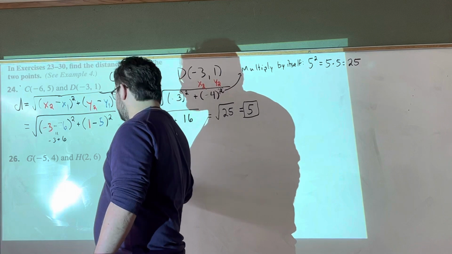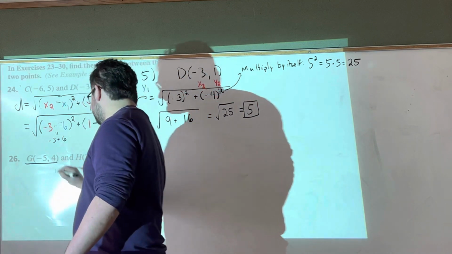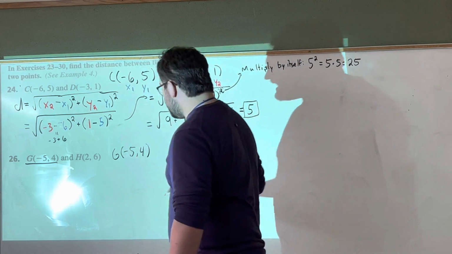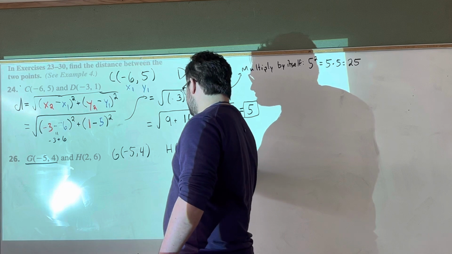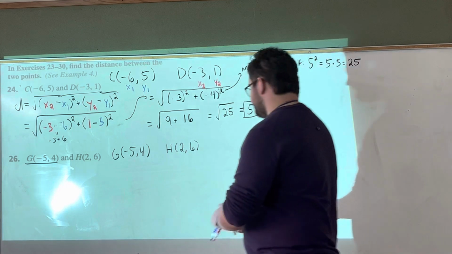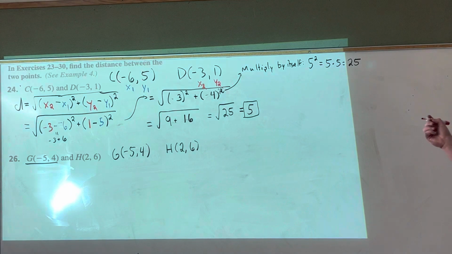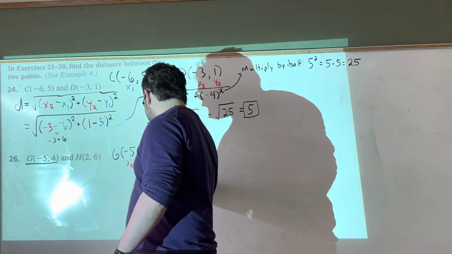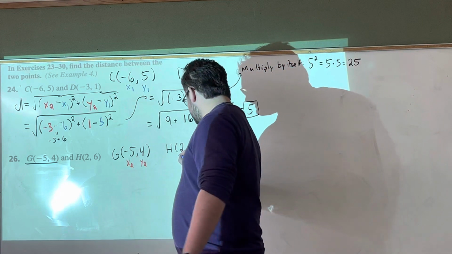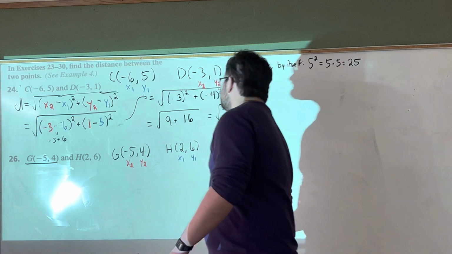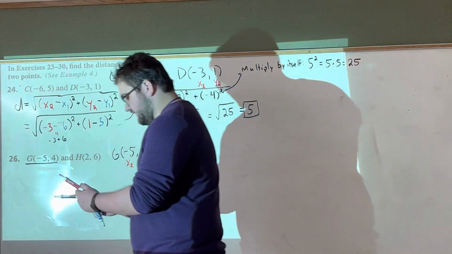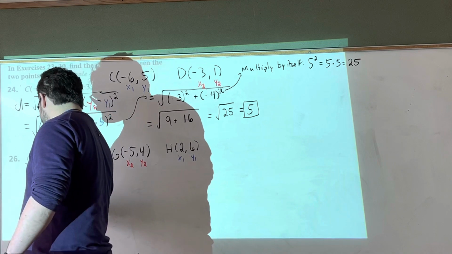So for our next example, we are given 2 points, G at negative 5, 4, and H at 2, 6. We can start by labeling again. Just to switch it up, I'm going to go x2, y2, and x1, y1. Okay, so we've got our points. Now we can go ahead and plug them into the formula. That beautiful, wonderful distance formula.